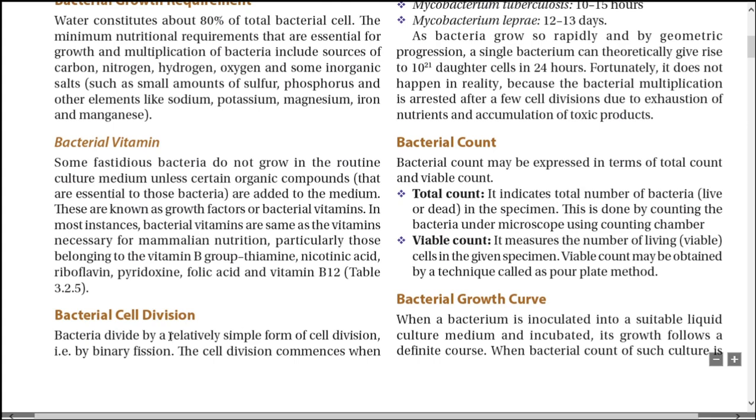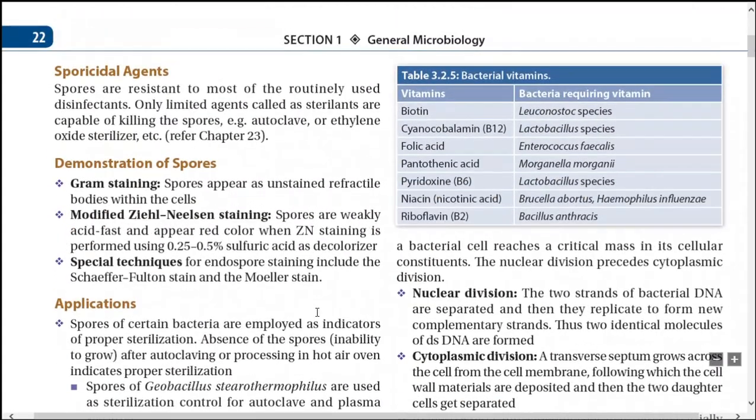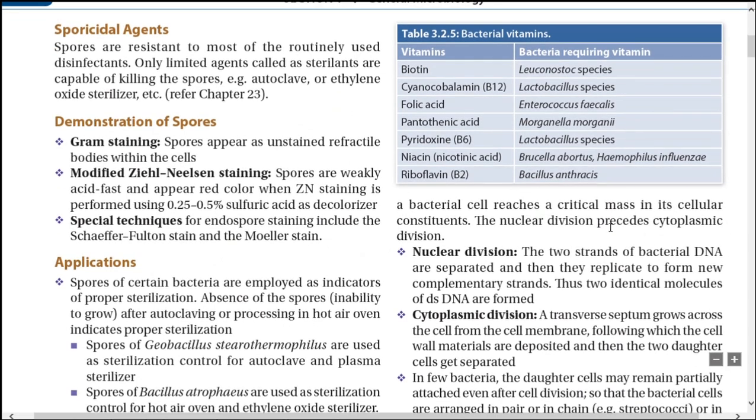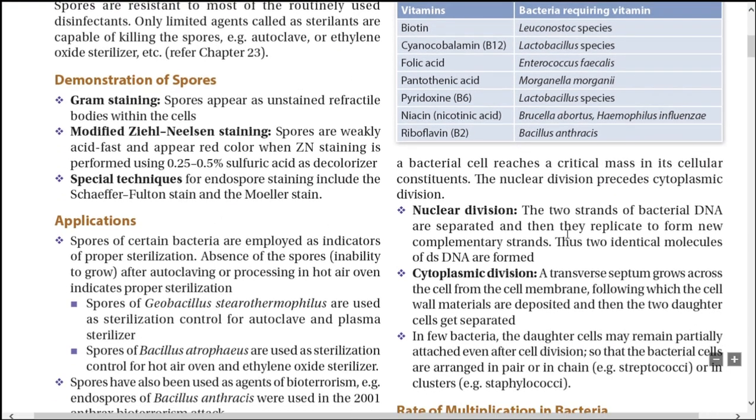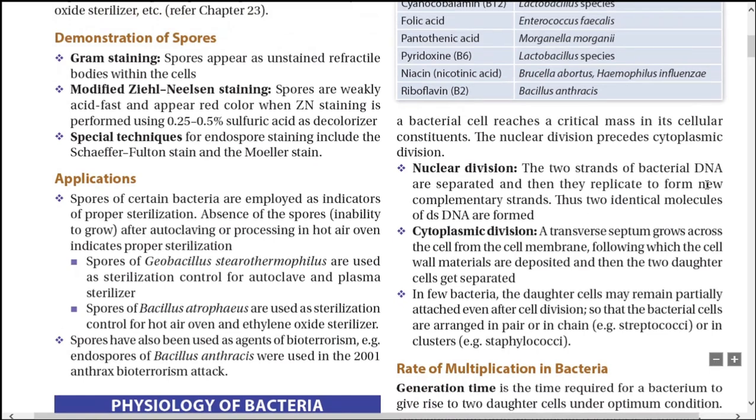Now let us see about bacterial cell division. Bacteria divide by binary fission. The cell division will start when a bacterium reaches a critical mass in its cellular contents. Nuclear division means the two strands of bacterial DNA are separated and then they replicate to form new complementary strands. Thus, two identical double-stranded molecules are formed.